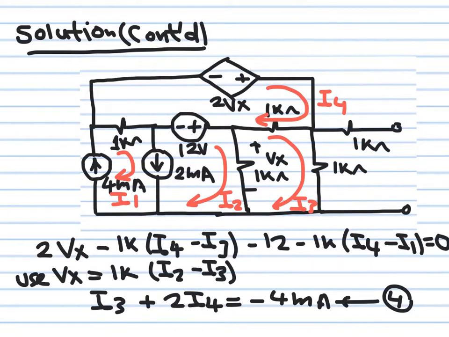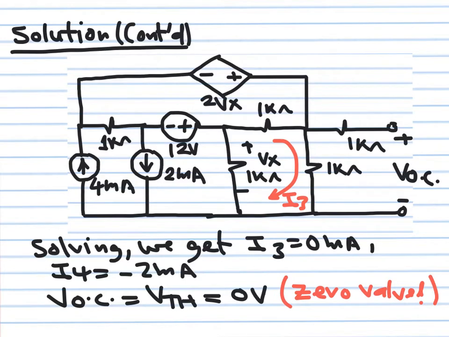And if you do that using your calculator or using substitution or Gauss elimination or whatever, you get the answer. I'm going to show you in the next slide. So we did the solution, and surprisingly we got I3 equal to 0 milliampere.